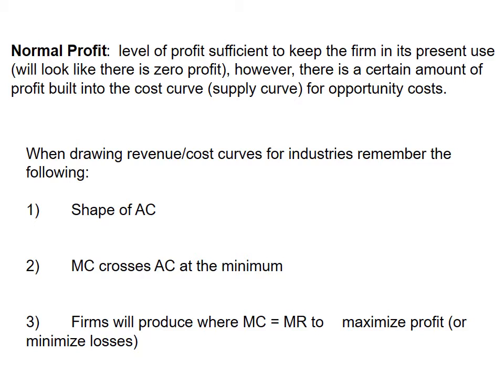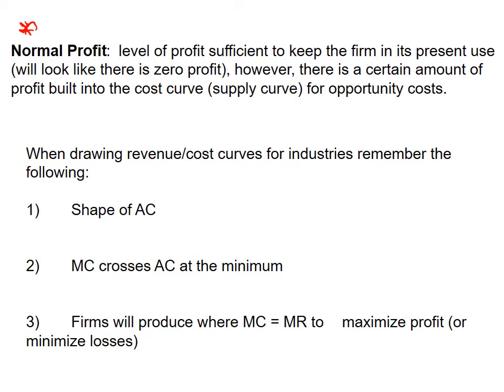Normal profit. Important, maybe put an asterisk next to this. It's the level of profit sufficient to keep the firm in its present use. That is the technical definition of it. It's going to look on the diagram like there's zero profit. However, there's a certain amount of profit built into the cost curve or the supply curve for opportunity costs.